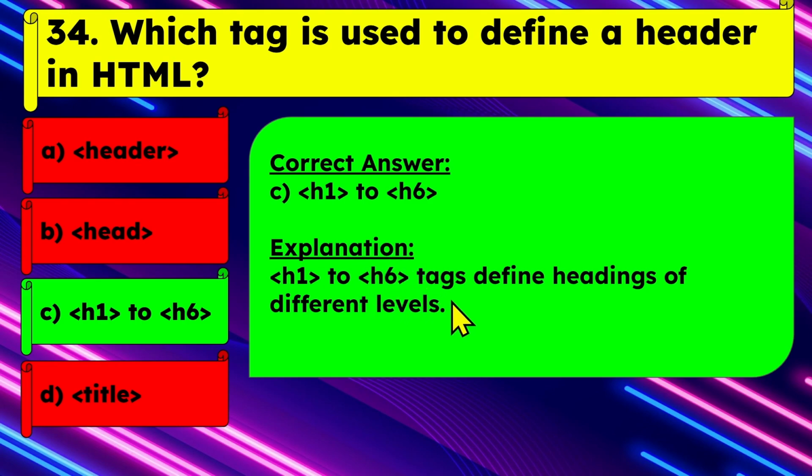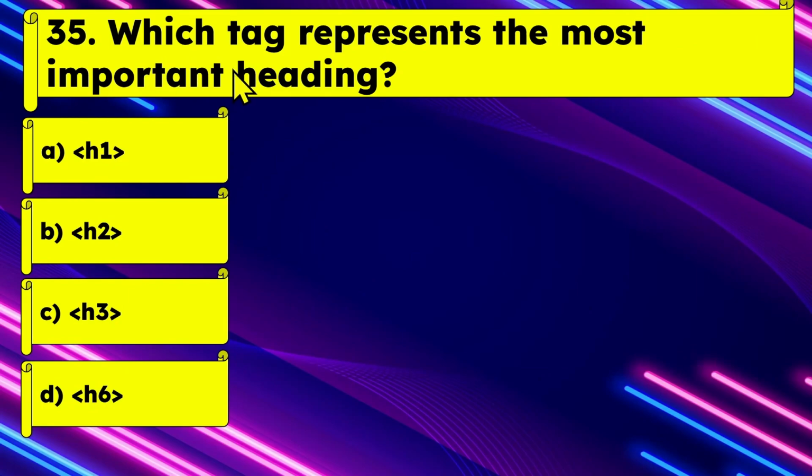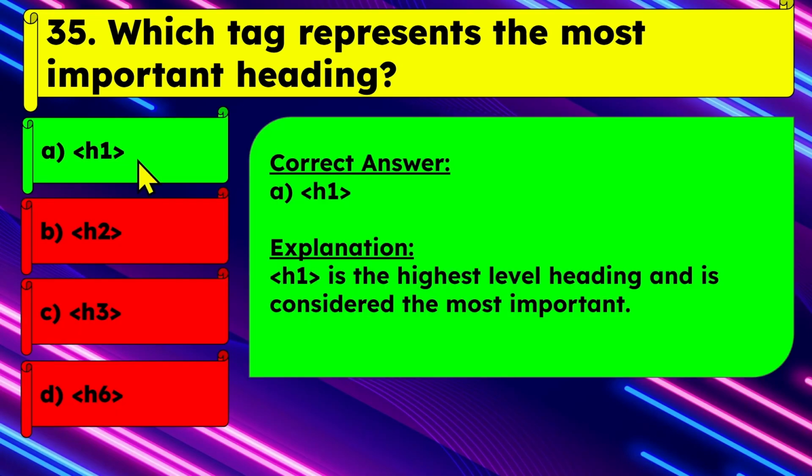So let's jump to our next question. Which tag represents the most important heading? Option A h1 tag, option B h2 tag, option C h3 tag, or option D h6 tag. So here the correct answer will be option A h1 tag. h1 is the highest level heading and is considered as the most important.